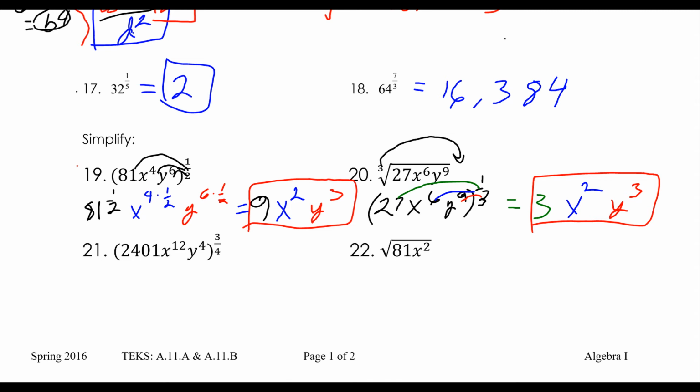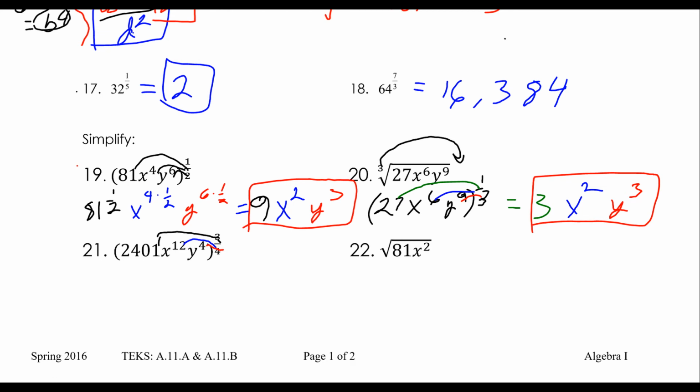Alright, next one. We've got 2,401 times x to the 12th times y to the 4th. All that raised to the 3/4 power. Now, what we're going to do is we're going to do the exact same thing that we've been doing. And we're going to take this 3/4 and we're going to send that exponent to everything inside of these parentheses. So 3/4 goes to that, and goes to that. So 2,401 raised to the 3/4 power.